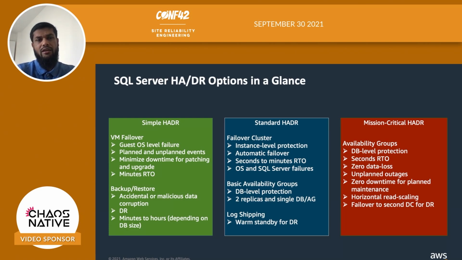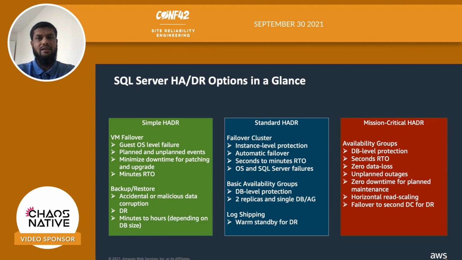Whereas the standard HADR would take that into consideration, where we'll provide you the VM level protection plus SQL Server instance level protection, plus you'll get the guest OS layer protection as well. And with the basic availability groups, you can have the database level protection as well. Now, mission critical HADR is a combination of simple plus standard plus the database level protection.